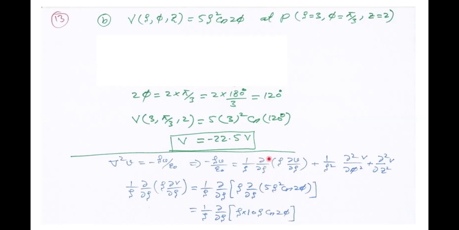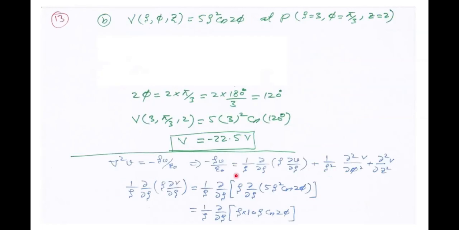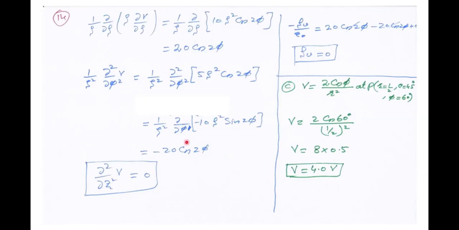So when applying the first differentiation to the given potential, we obtain 20 times cosine 2 phi. By applying the second term in this equation to the given potential function, we obtain the analytical value equal to minus 20 cosine 2 phi. And partial square by partial z squared V equals 0.